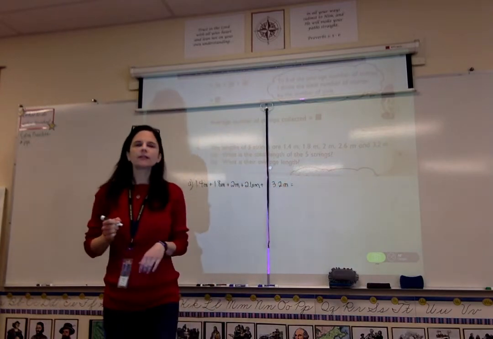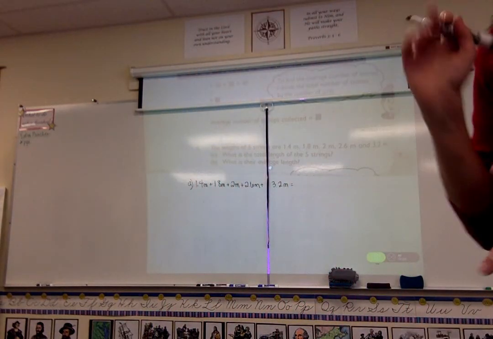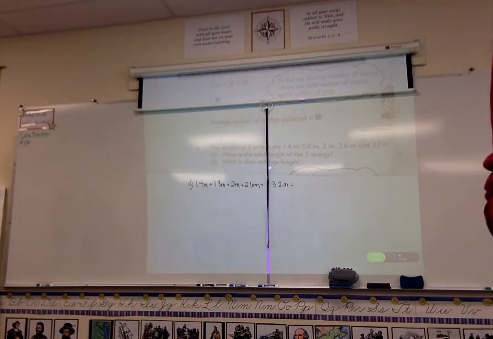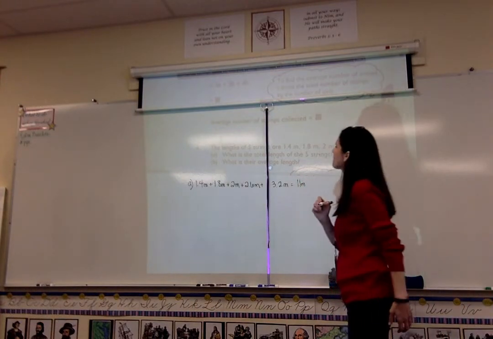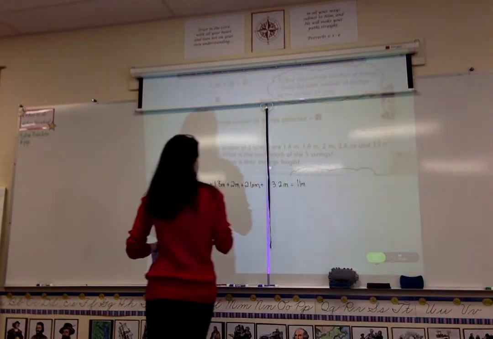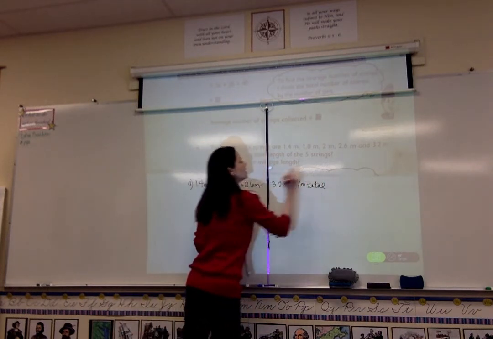And when you calculate this, go off to the side, do your algorithm, maybe add a couple of values up at a time. But you should calculate that the total length is 11 meters when you add all of those string lengths together. So that's your total. So we've done A. That was pretty simple.